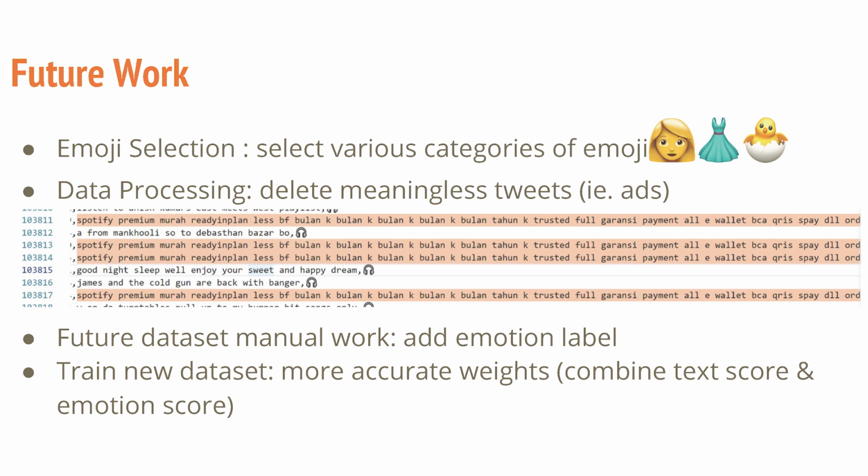Our current tweet dataset only has text and emoji, so the way to combine the emotion score and the context score is not trained. If we want to add emotion for each tweet in the future, it will also take some time. So next we will show our demo.